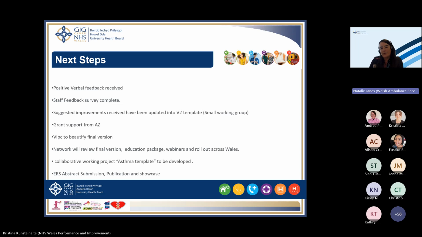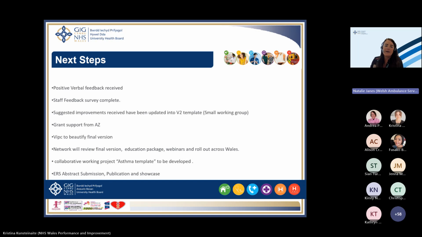We secured a grant from AZ to start the template, and we've also secured a grant from AZ to make the amendments to the template. And VIPC, which supported us with the original version, is going to be involved in beautifying the final version. Once the final version is complete, which should be in the next month, it will be taken to the network to review and make sure that everything everybody's discussed as a network and externally is included.